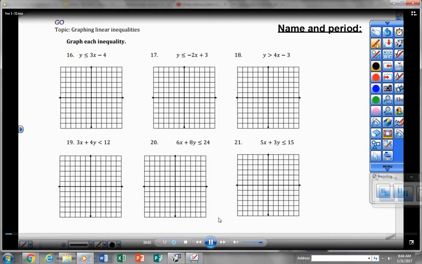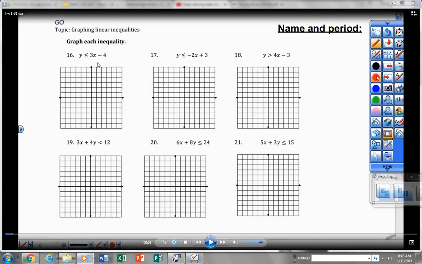So again, the key to graphing these: if this was an equal sign in there, that would be graphing a linear equation. You would just graph your points and draw a line through them. But because this is not an equal sign, this has an inequality instead, you will graph a line either dotted or solid based on the inequality itself, and you'll be shading a whole region of the graph, either entirely on top of the line or below.